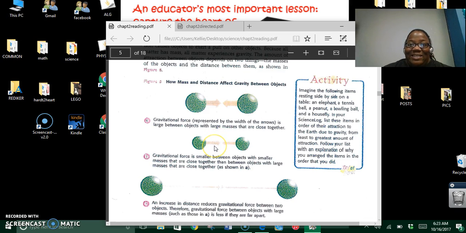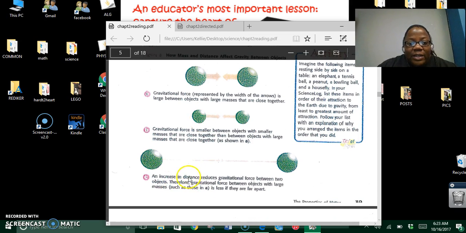I think you get the idea. Moving on. All right, so part C. An increase in distance, see how much farther apart these two objects are, reduces gravitational force between two objects. This is us and the moon. Think about it that way.